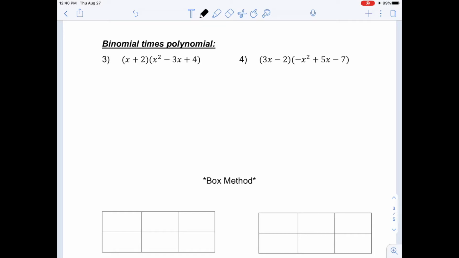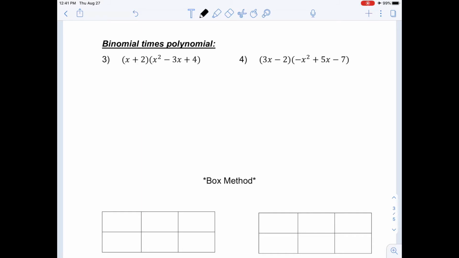Hi guys, so I'm going to pick up with multiplying a binomial times a polynomial. So this will wrap up my videos on multiplying with polynomials. So looking at number 3, what we're going to do is use the distributive property.